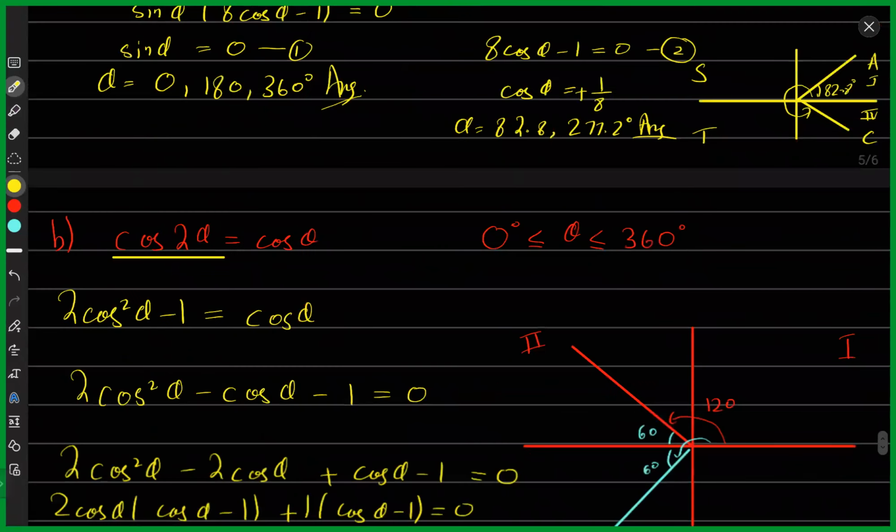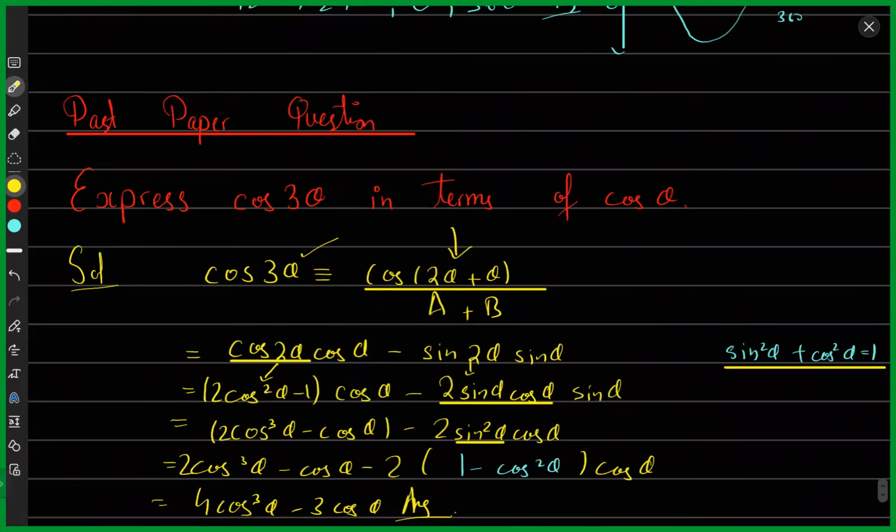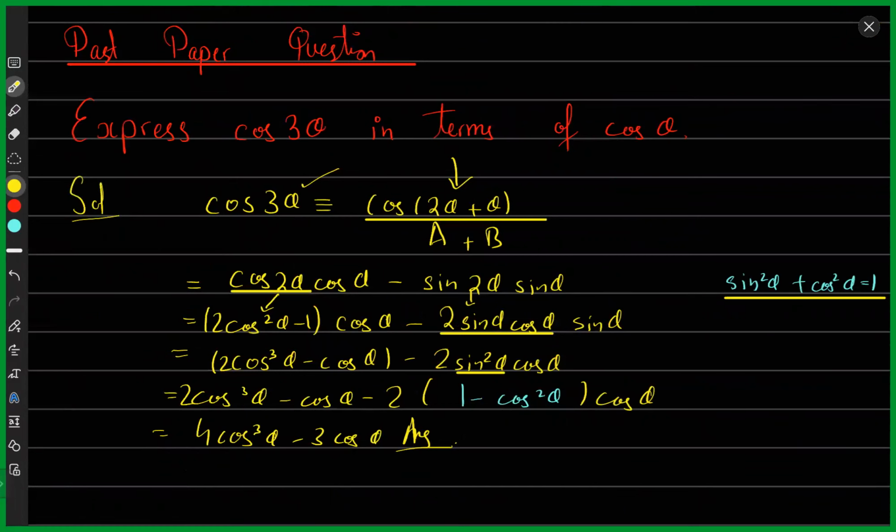And after that, this was the past paper question that was basically an identity question. We had to show that cos 3 theta can be written in terms of cos theta, and we were able to do that using multiple identities. And after that, I was able to write down cos 3 theta as 4 cos cube theta minus 3 cos theta.